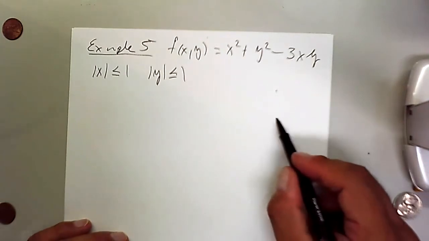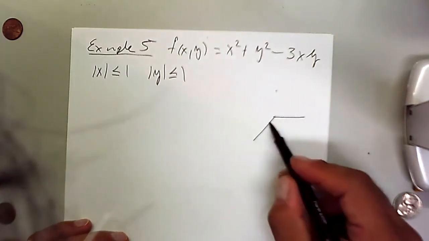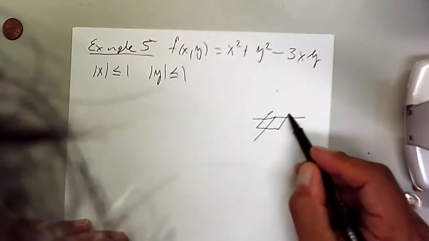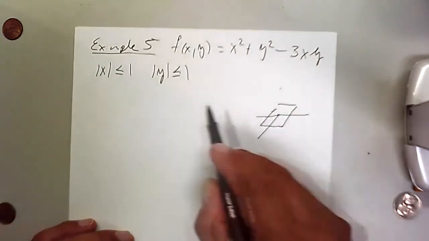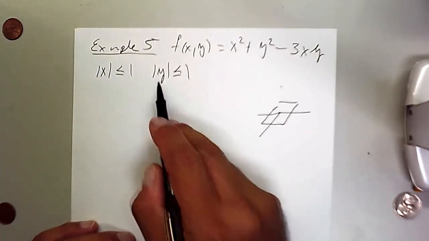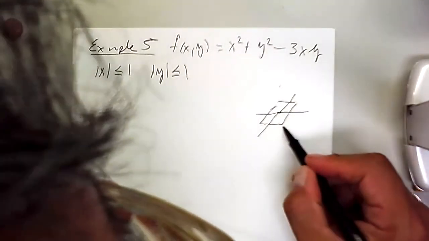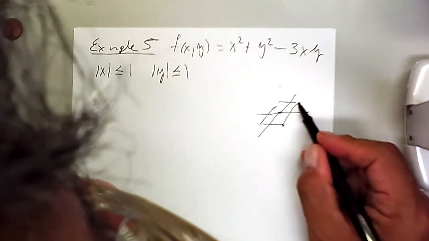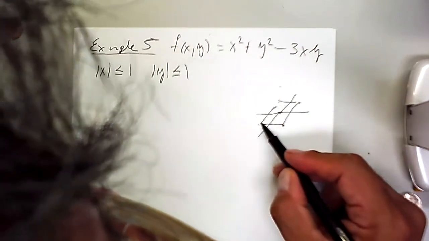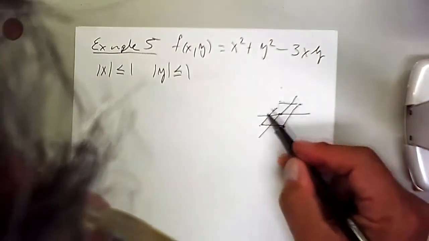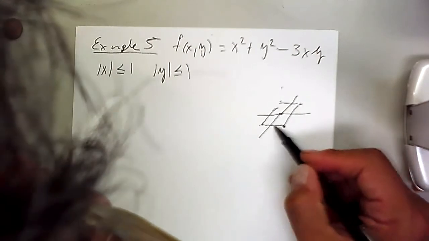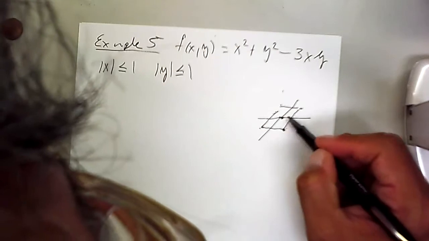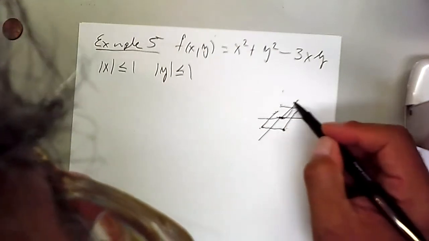So the x's and the y's cannot be more than 1, but this one could be 1 and this one could be 1 as well. So that creates corners here. So 1, 1, that would be -1, 1, -1, -1, and 1, -1. All four corners of this square that is 2 units long by 2 units wide. And then the surface is on top of this square.